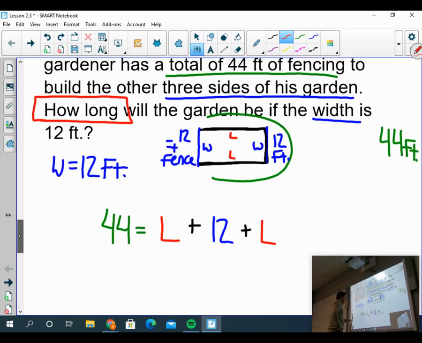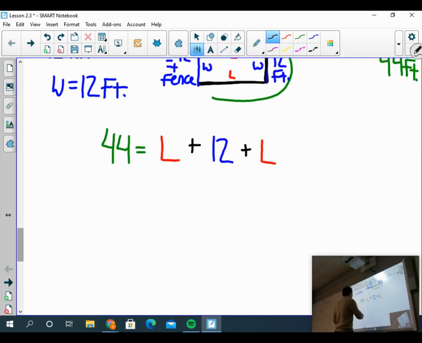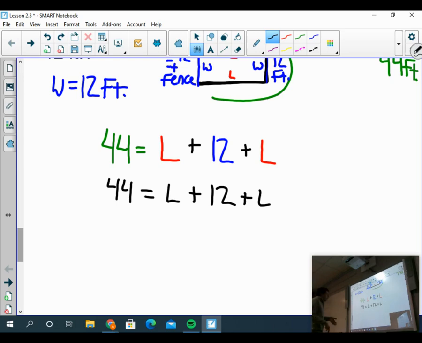Okay, so let me rewrite this so that we can maybe not with all the crazy colors going on. So now that we have an equation set up to model the situation that we're observing, let's go ahead and solve it. Our goal is to find the length. Well, how do we find a variable we don't know? Well, what we're going to do is try and get that variable by itself.